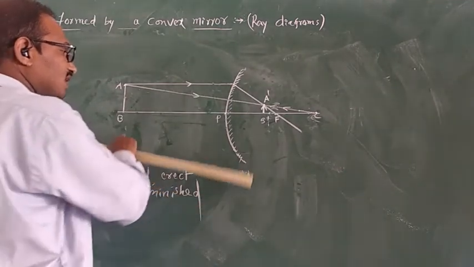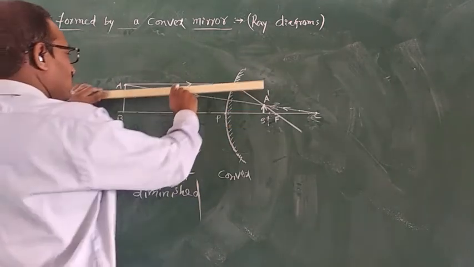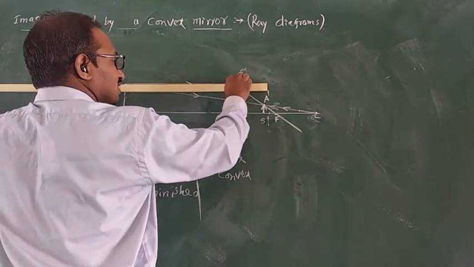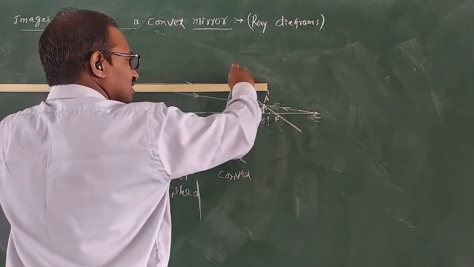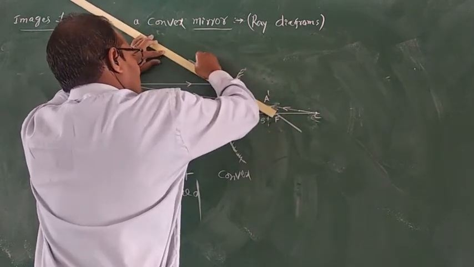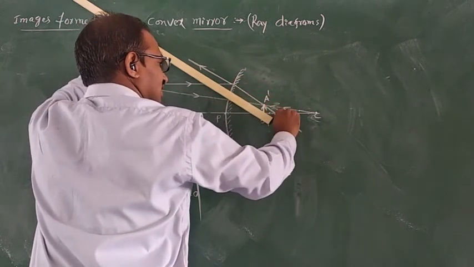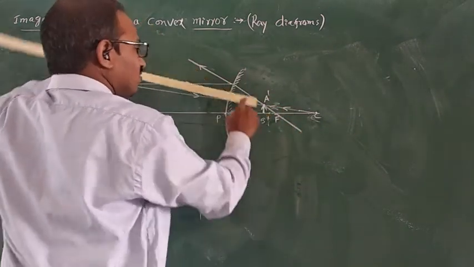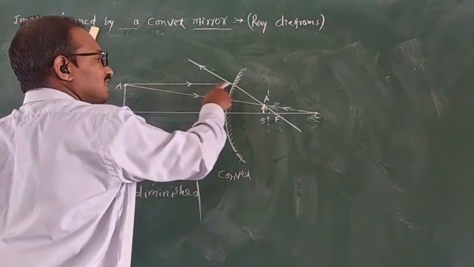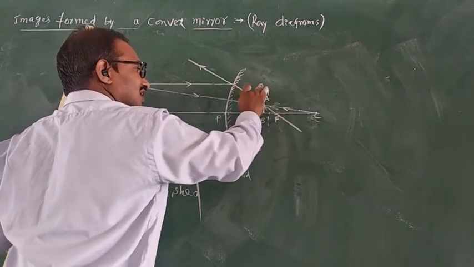You see, now I am applying the rules. AB is the object. A ray parallel to the principal axis, after reflection, this is the reflected ray. It appears to meet here. It will be reflected like this. It will appear to go through the focus. A ray parallel to the principal axis, after reflection, will appear to go through the focus. Now this is the focus, right?